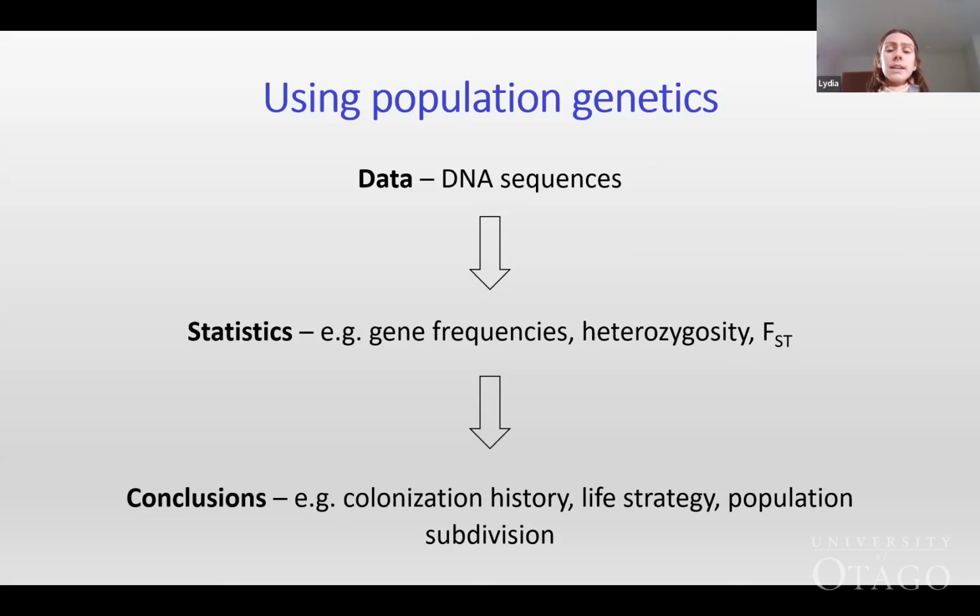And from these statistics, we can draw conclusions about what we're actually interested in as biologists. So these might be questions about things like colonization history. If we've got something that's a species invading somewhere, you can look at where it's come from and how it's moving using this. We might look at things like population subdivision, so at what geographic scale do we have barriers to gene flow? And the models that I mentioned are what connect these statistics to the conclusions. They're telling us how we're able to interpret the statistics that we get out of there.